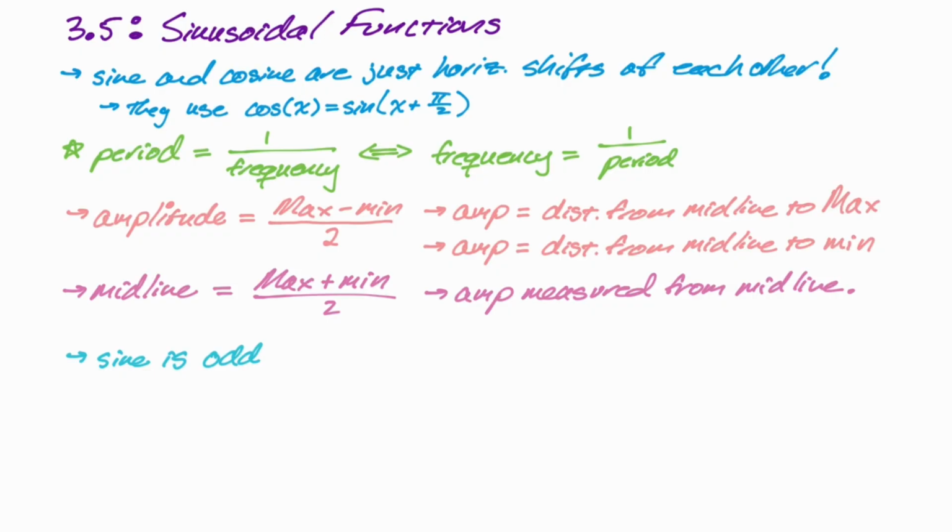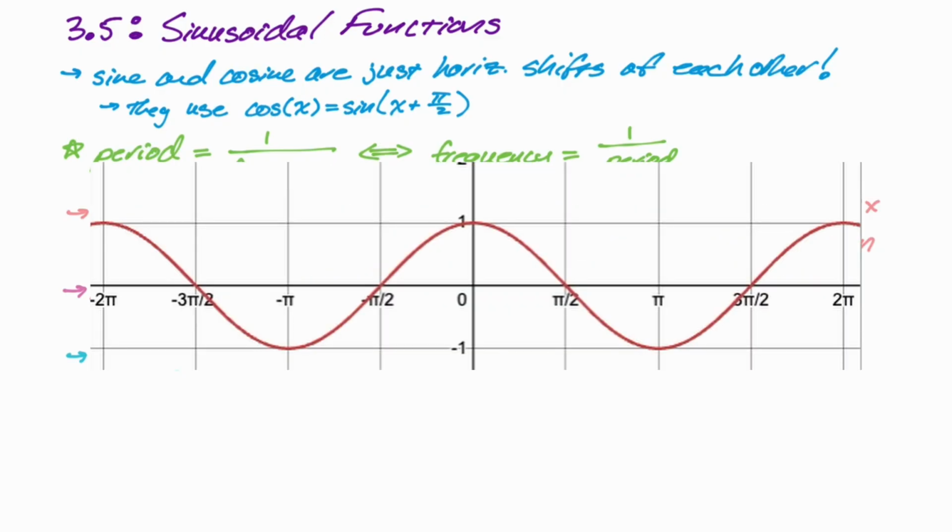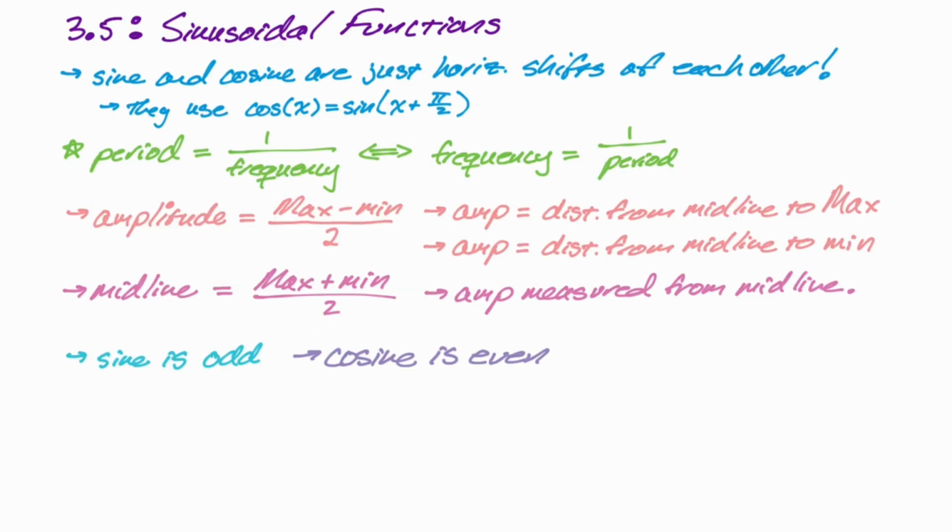Cosine is an even function, which means if you graph cosine right now and then just fold your graph along the y-axis, just fold the paper in half, the two sides perfectly match up. So it has that kind of symmetry. So cosine is an even function.